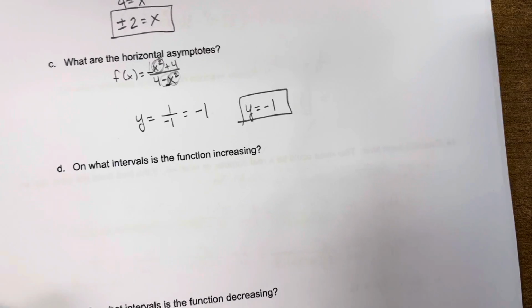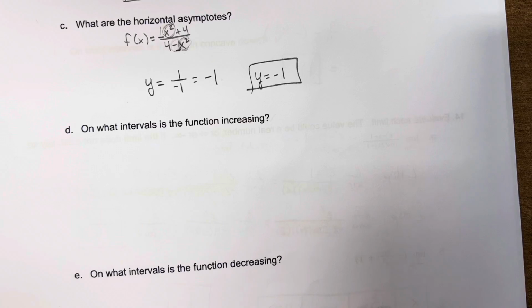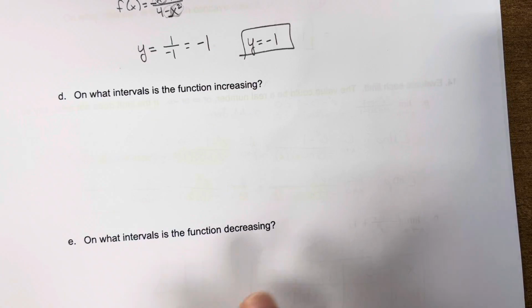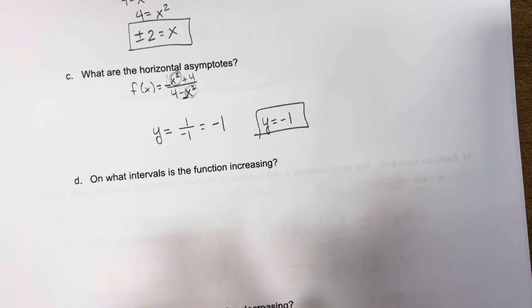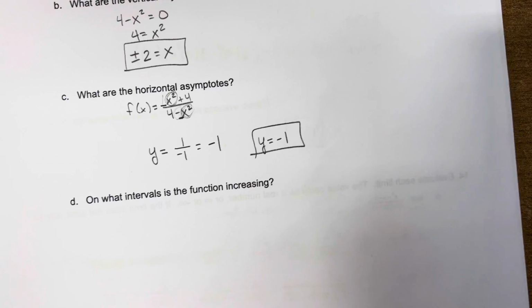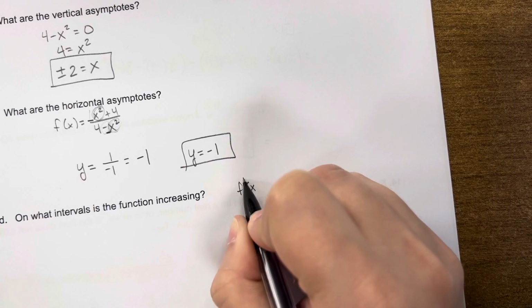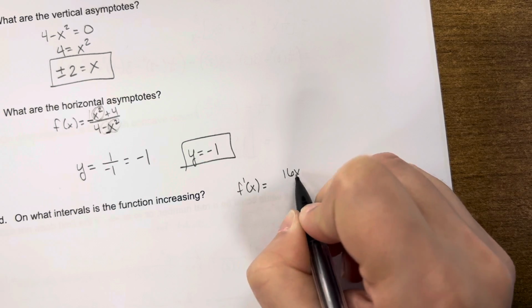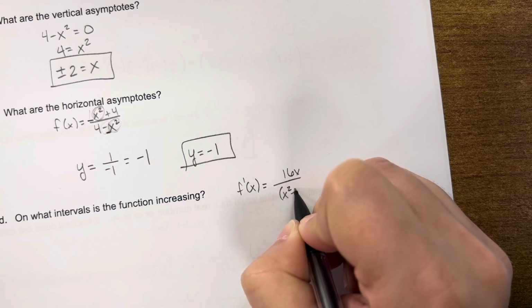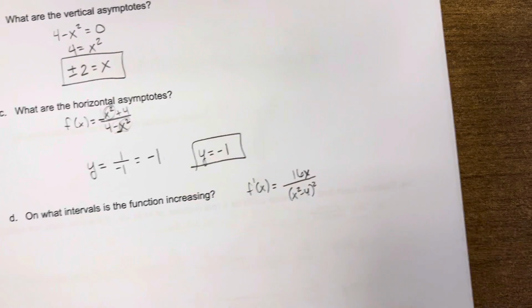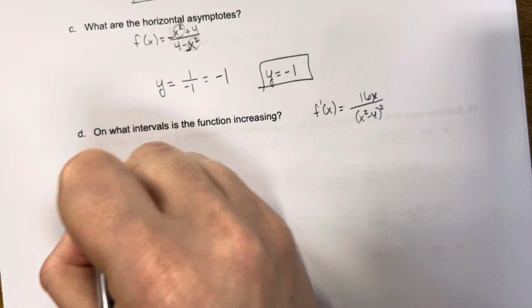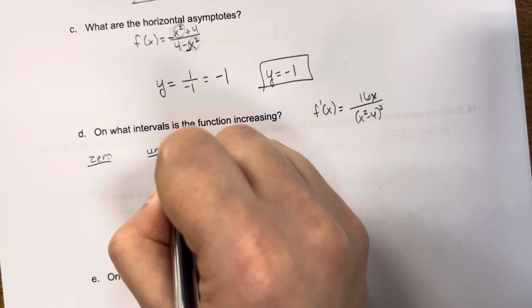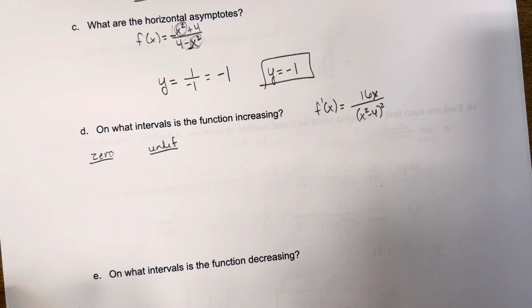Okay. Then, on what intervals is the function increasing and then decreasing in this one? What I love about this question is they already gave you the derivative up here. So to find this information, I need to do a first derivative test, but they already gave me the first derivative. So I'm going to write it down right here just so that I have it in front of me. 16x over x squared minus 4 squared, like that. All right, so I'm going to start out by saying, when is that derivative 0 and when is it undefined? Those are my two important things happening.